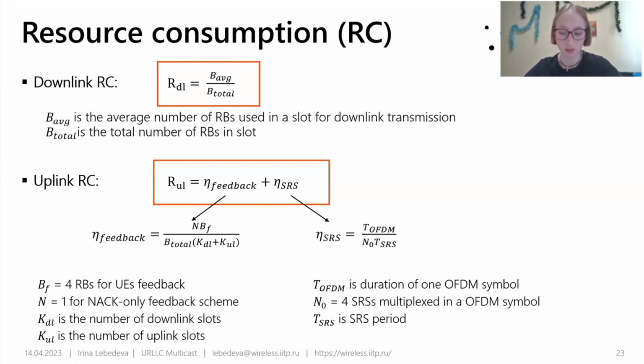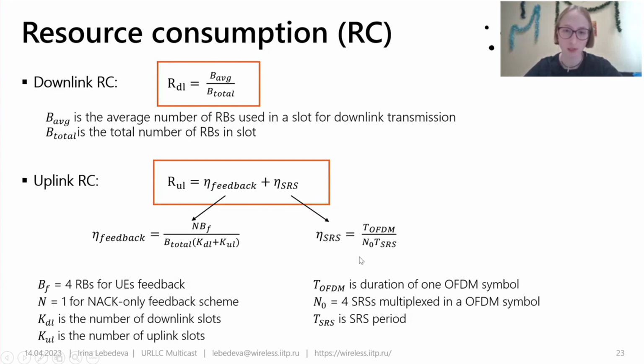For the feedback scheme, the resource consumption can be expressed like this. B_f is the number of RBs allocated for transmission of a single UE feedback. By default, B_f equals 4. And note that for NACK-only schemes, the resource consumption is N times lower than for an ACK/NACK scheme because a single feedback resource is allocated for all UEs. Uplink resources allocated for SRS can be calculated by this formula.